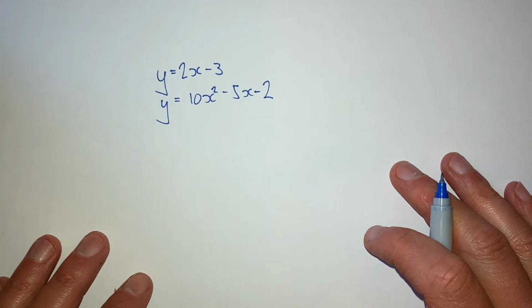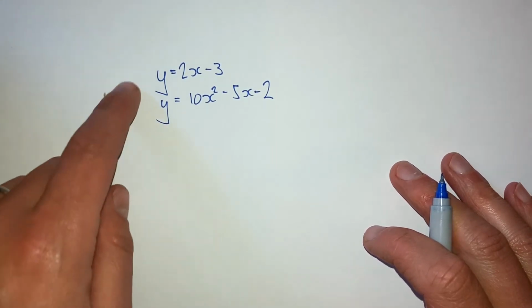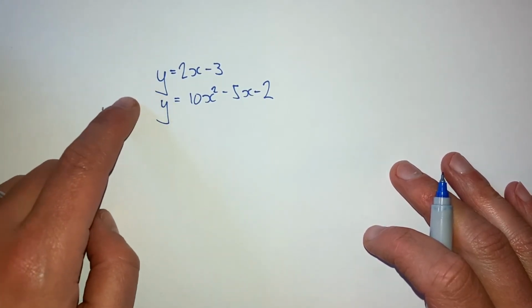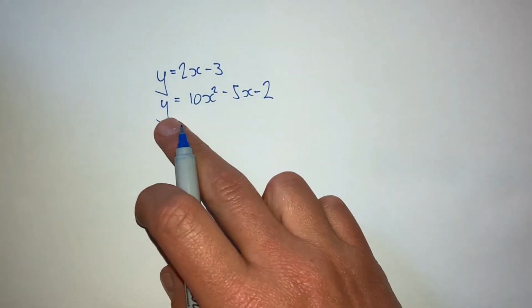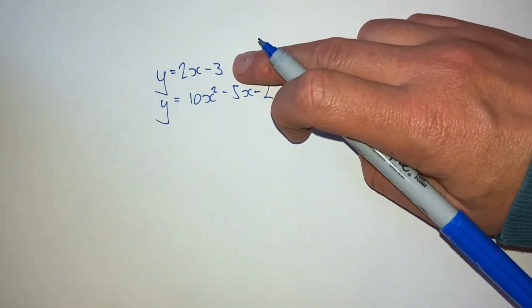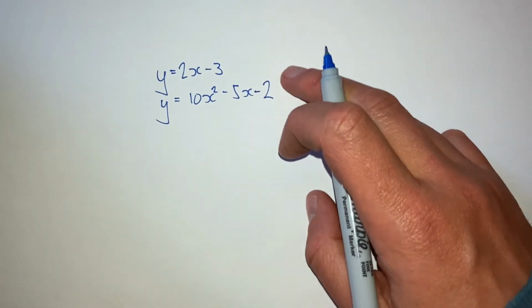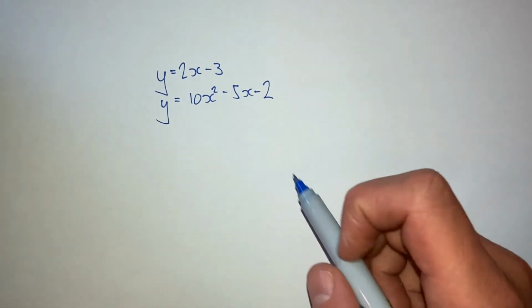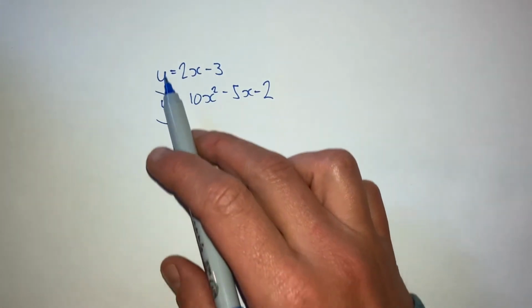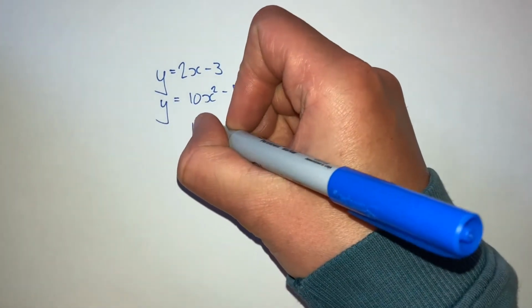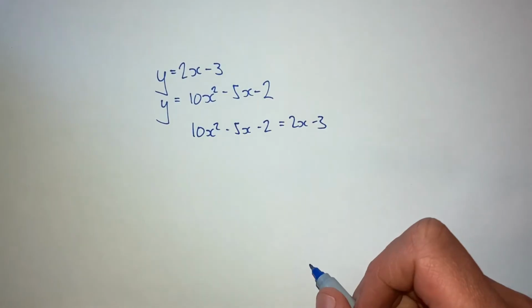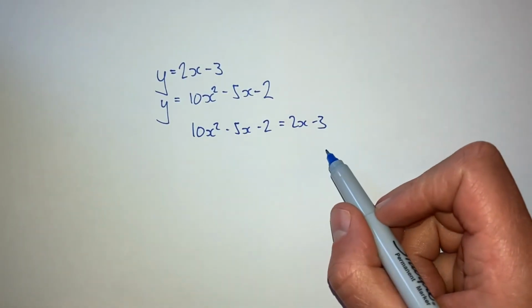Another situation where we could use the discriminant is to determine whether 2 lines intersect. Here we have a quadratic, and here we have a linear equation. We want to see whether they intersect without solving the equation. First, let's equate the terms because they both equal y. Now we'll rearrange it to let it equal 0.